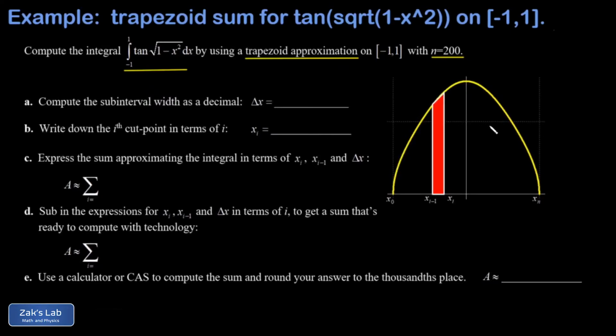And we can see already in the picture what a typical trapezoid would look like. I labeled the left side of it as x_{i-1}. The right cut point for this trapezoid is x_i. The height of the left side of that trapezoid would be f of x_{i-1}, and the height of the right side is f of x_i. And we're asked a whole series of questions here to help build up the summation notation that we're ultimately going to put into a computer algebra system.